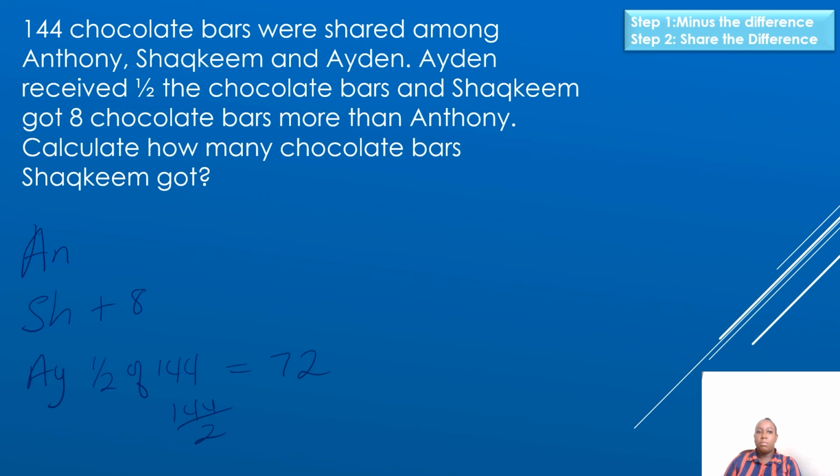So now the total number of chocolate bars is 144. Aidan is getting half, which is 72. Okay, so 72 of the chocolate bars are already accounted for. He got half. So what we have remaining now is 72. Okay, and what are we going to do with the 72? We're going to minus the difference. So 72 subtract 8, and this is going to give me 64. 64 divided by 2 is going to give me 32. Okay, so Anthony will get 32.